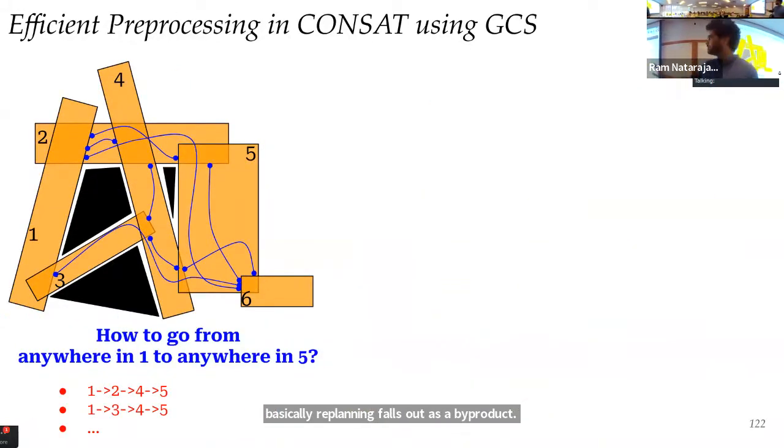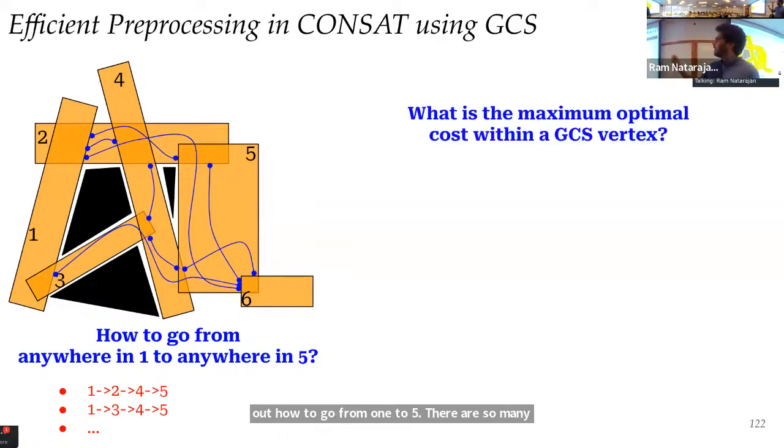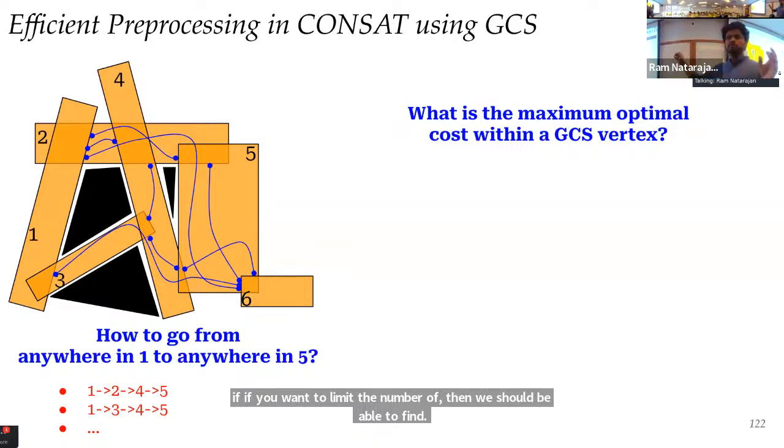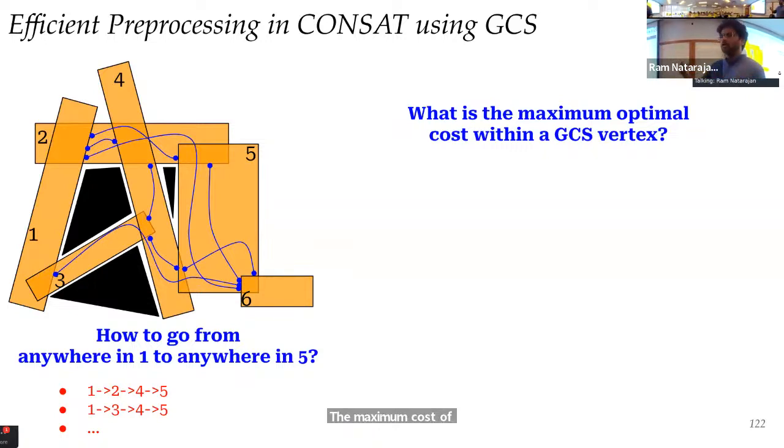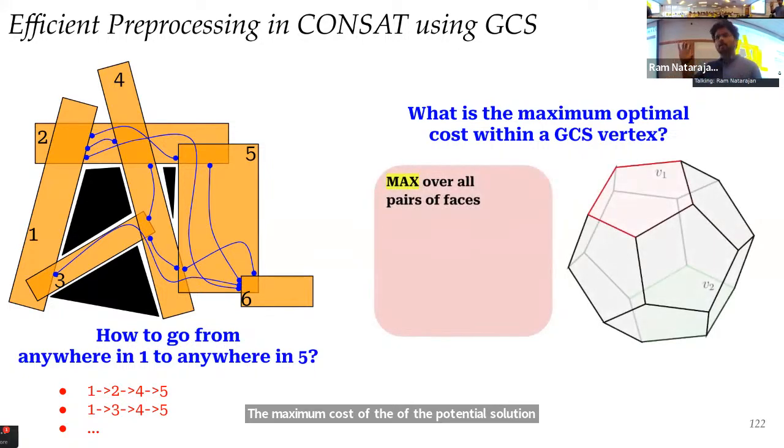Just as a working example, we wanted to not compute all possible candidates in our library to go between any regions. For example, if you want to find out how to go from 1 to 5, there are so many possibilities, like 1, 2, 4, 5, or 1, 3, 4, 5. But if you want to limit the number of possibilities, then we should be able to find the maximum cost of the potential solution between those two regions. In order to find that, we compute an upper bound of what the cost can be within a convex set. And how do we do that?